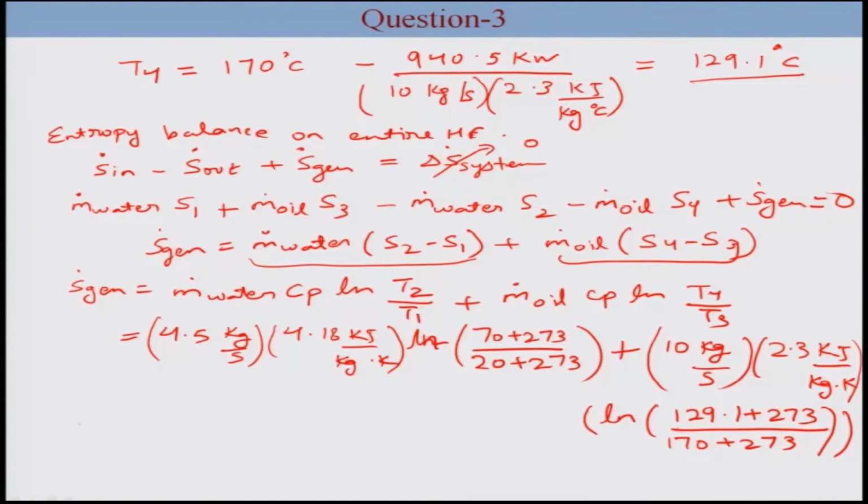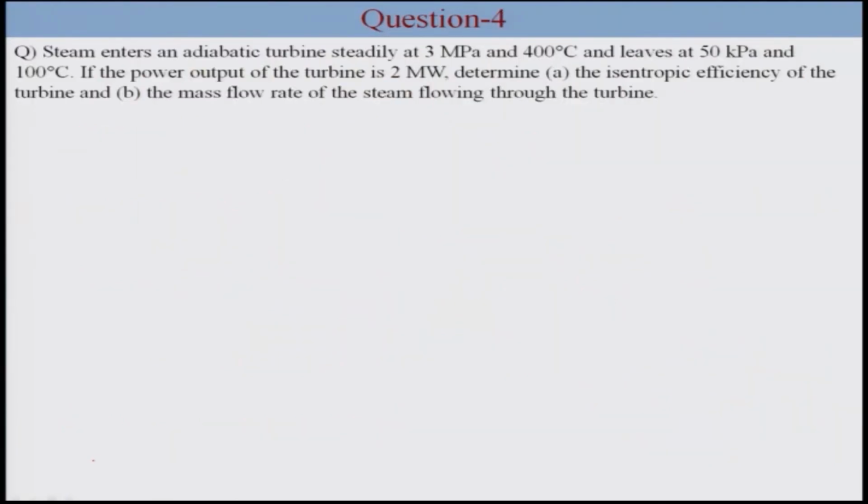So, this gives a value of S gen, which is equal to 0.736 kilowatt per Kelvin. So, this is the rate of entropy generation in the heat exchanger. Moving on to the next question.